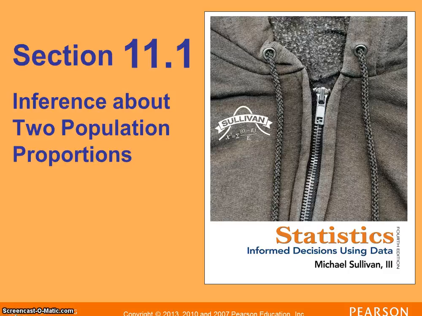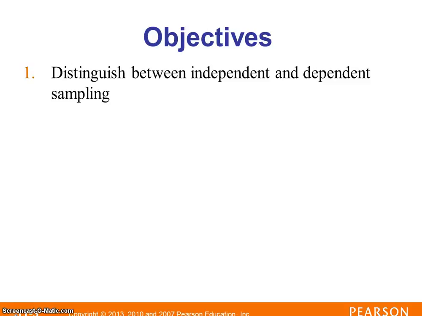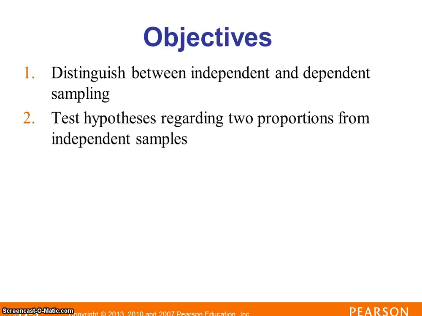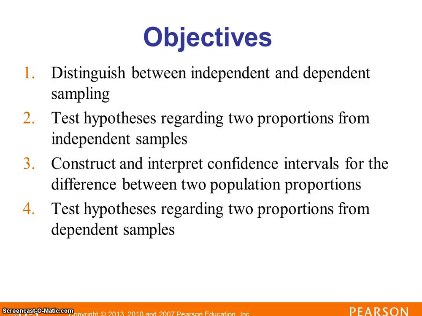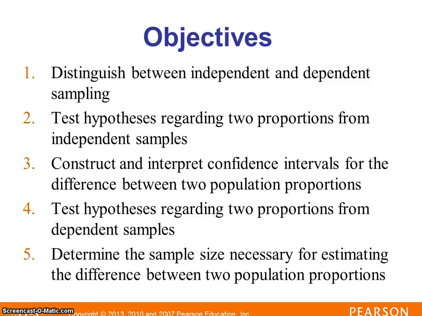Section 11.1 is about inference about two population proportions. So we'll be comparing two population proportions, or p. These will be the objectives that we'll look at in this section. We'll distinguish between independent and dependent sampling, whether there's some dependence between the samples that are drawn or not. We'll test hypotheses regarding two proportions from independent samples. We'll construct confidence intervals for differences between two population proportions, and then we'll test hypotheses again with two proportions from dependent samples, and then we'll determine the sample size necessary for estimating the difference between two population proportions.